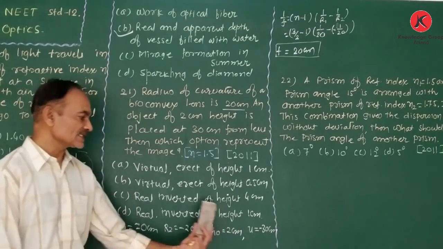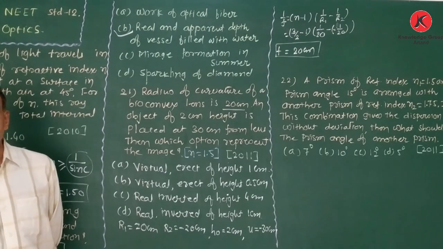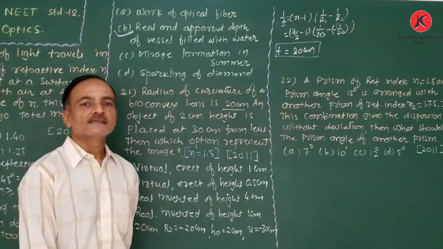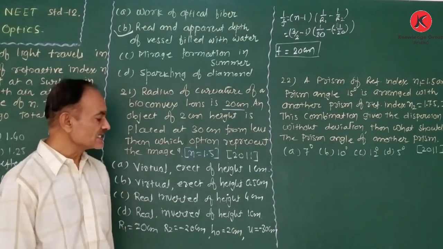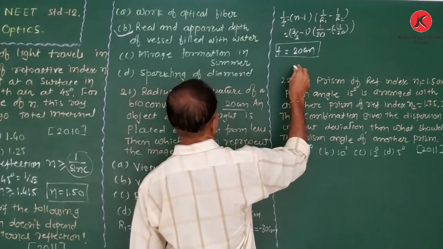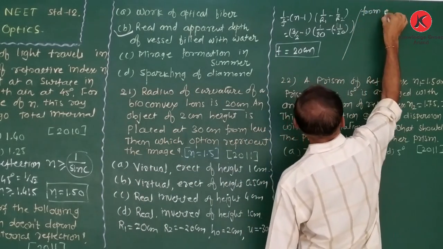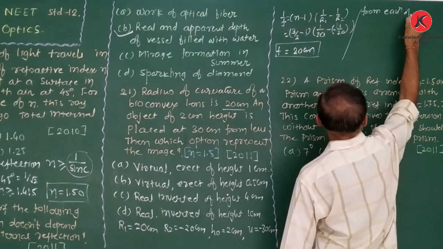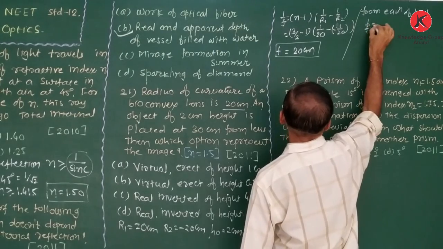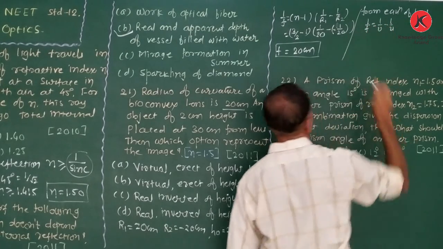Here the magnification is given, that means the height of an image is given. To find out the height of an image from the magnification, we require the image distance. Image distance is not given, therefore, from equation of lens, 1 upon F is equal to 1 upon V minus 1 upon U.